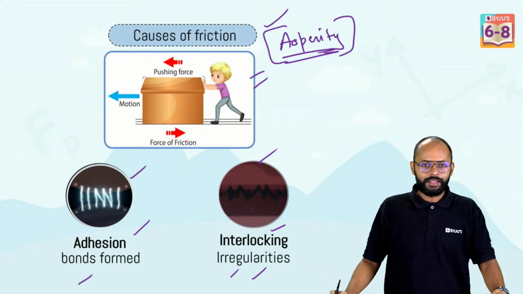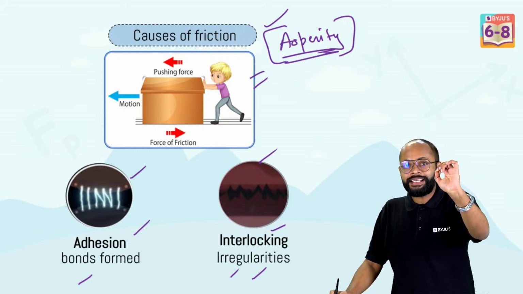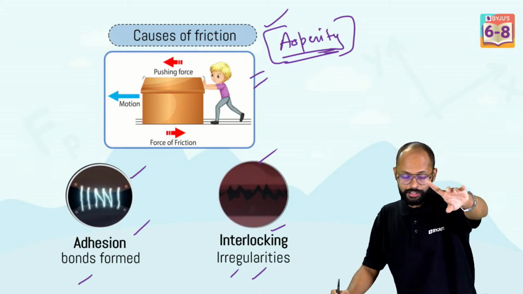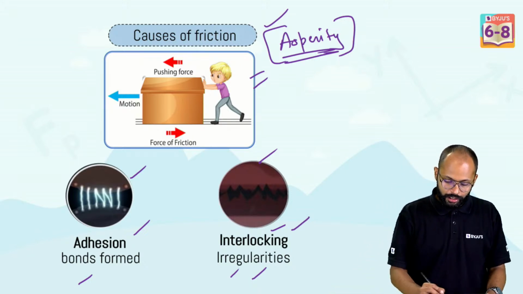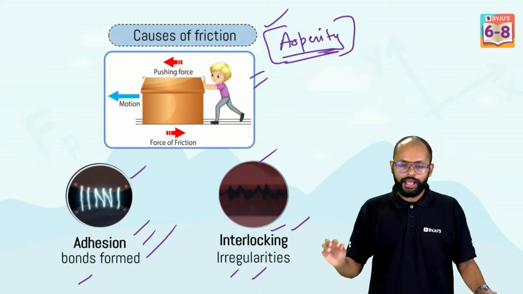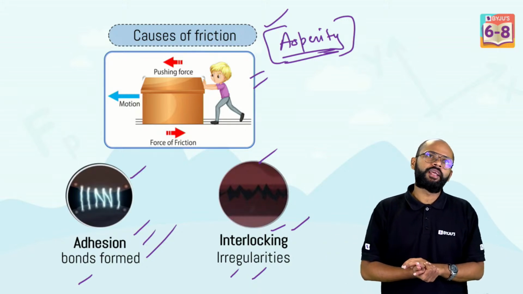So yes, microscopically, it's not a smooth surface. And by the way, Pratham, that also answers your question. So that's why there is interlocking of irregularities, and adhesion.